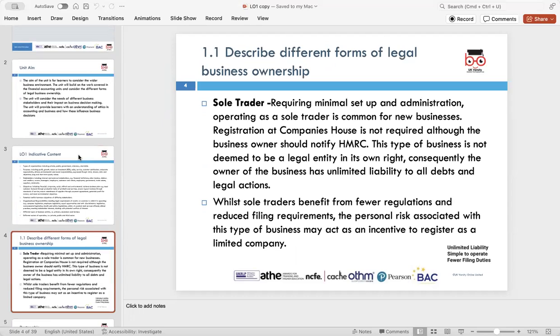All right, so describe different forms of legal business ownership. Any idea if anyone can tell me or can explain if anyone's there?